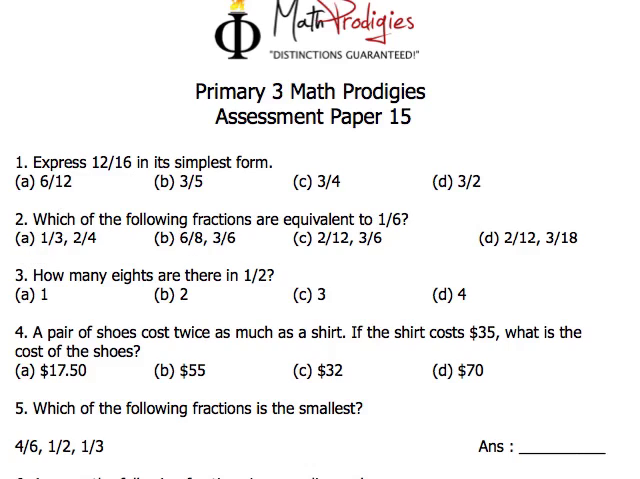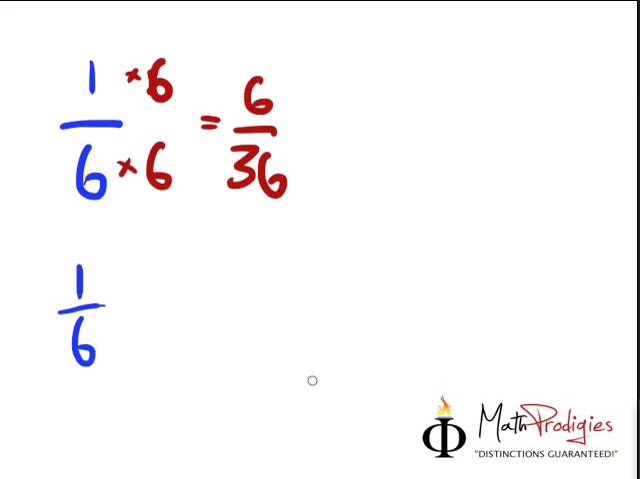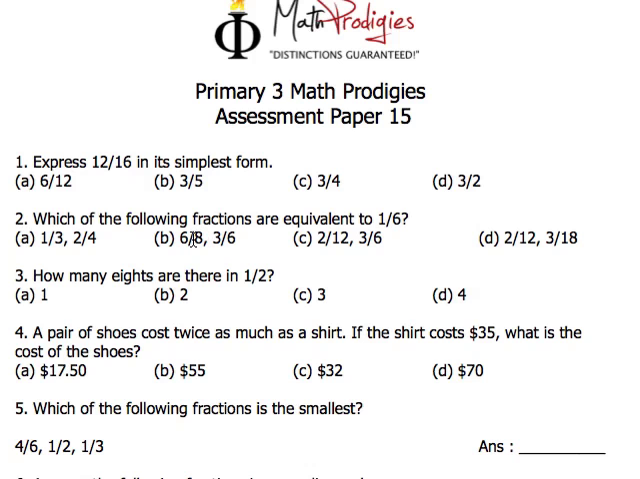It says 6 over 8. So 6 over 8, if we want to get 6 on top, we must multiply by 6. But we must also multiply by 6 below, and that will give us 6 over 36. And what we get on the question paper is 6 over 8. So definitely this option is wrong. Let's move on to the next one.